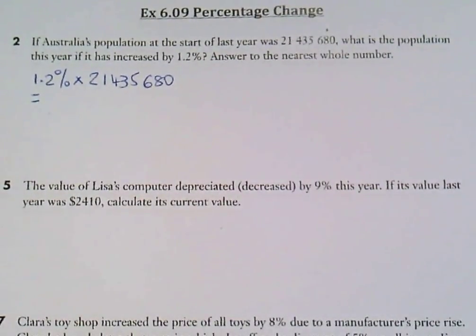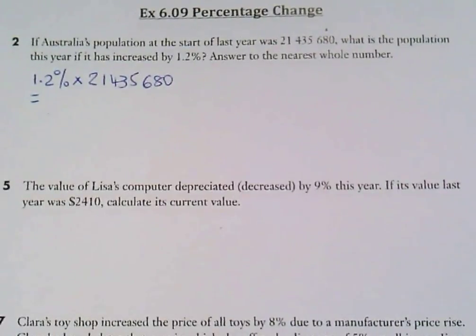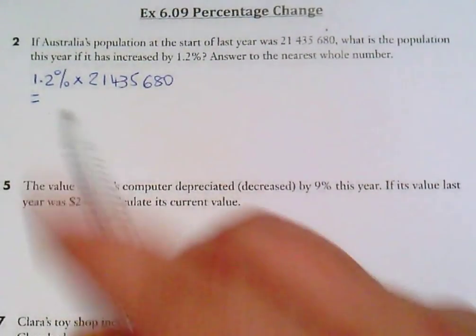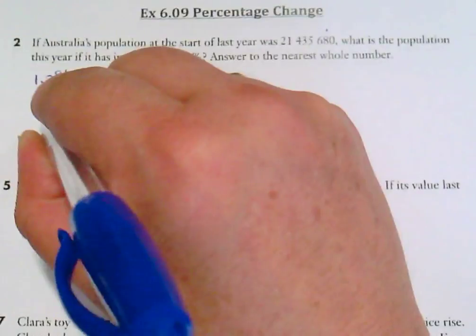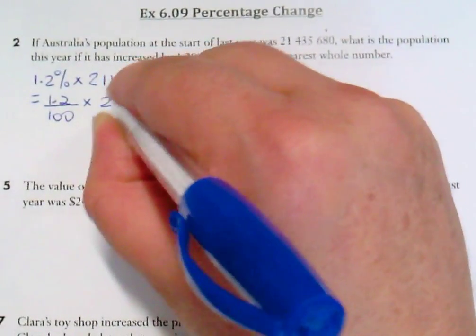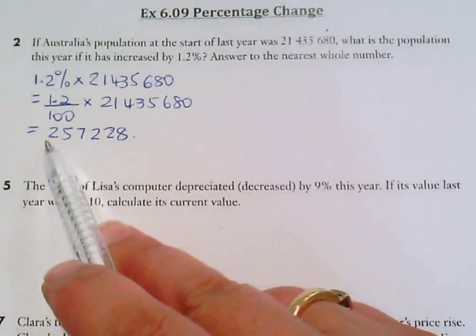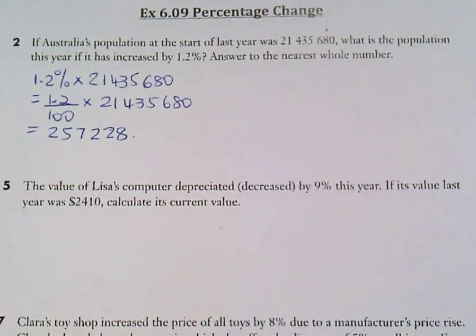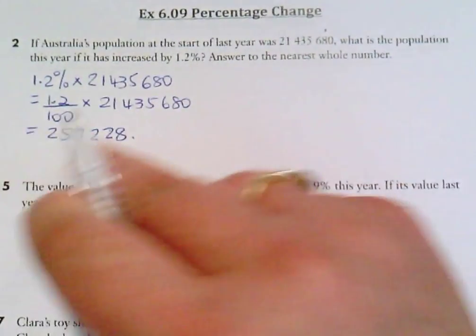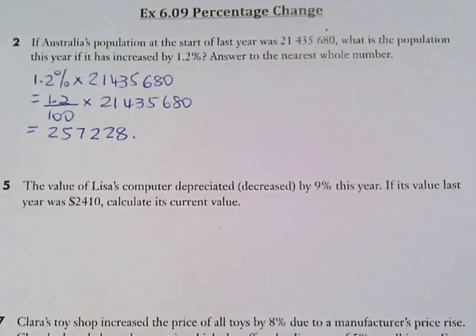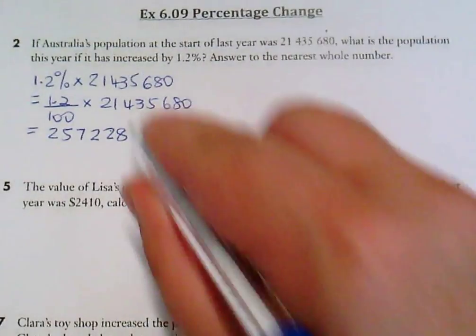Now, you can't do the 1.2% on your calculator because it immediately gives you an error. So remember, that's 1.2 divided by 100 times 21,435,680. Can I have an answer, please? Remember, for 1.2%, you'll do 1.2 over 100. So what do we get, girls? Anyone? I'm getting 257,228.16. I'm not going to put the 0.16 because that's to the nearest whole number, of course, whole people. So that's the increase. That's how much it's increased by.